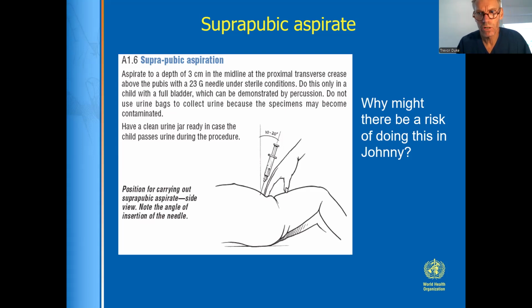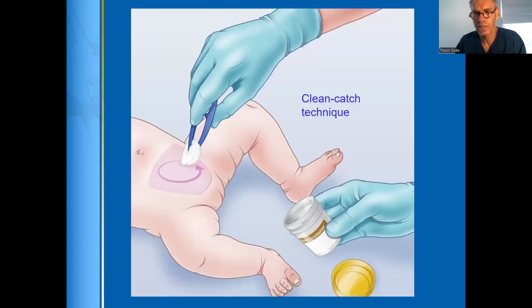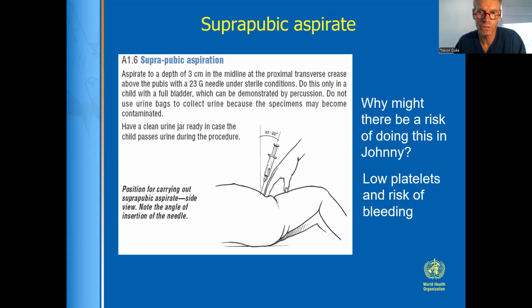But there's another reason why it wouldn't be ideal. You shouldn't do this in this particular child. Remember, his platelet count was low, and if you're putting a needle in, you risk some bleeding, and that wouldn't be a good thing. Like doing a lumbar puncture wouldn't be a good thing in this child with the platelet count of 35,000. That's much lower than what would be safe. So the best way to do it is the clean catch technique, and it's also a good way to do it in most infants. So that's what I would think would be ideal.